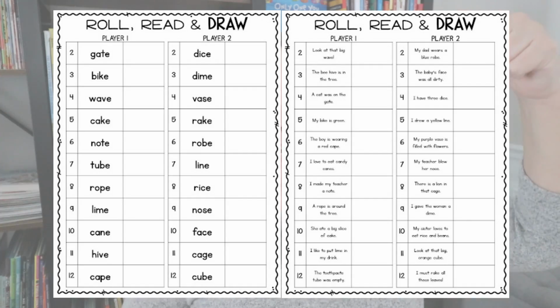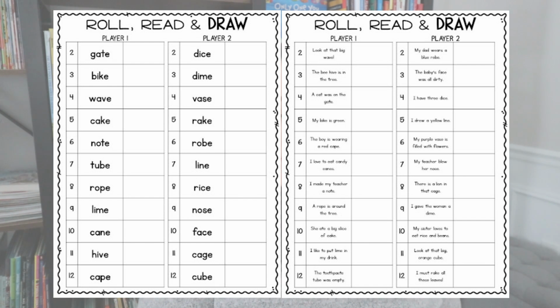And my third favorite from this one is called Roll, Read, and Draw. And I actually have 2 different boards you can see here. This one over here just has the word. So again, I'm having them decode silent E words and comprehend what the word is saying. So if they roll 2 dice and get 4 as the sum, player 1 would see the word wave and they would draw a picture of a wave.